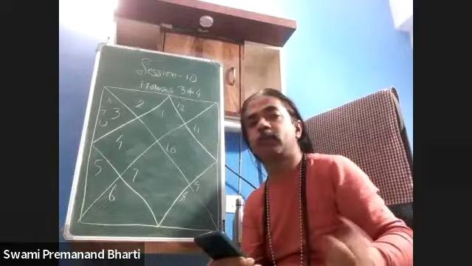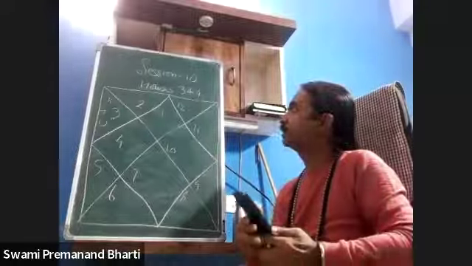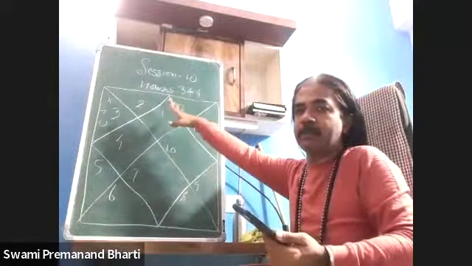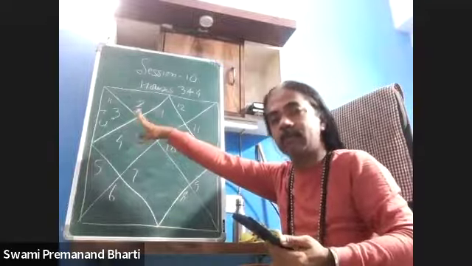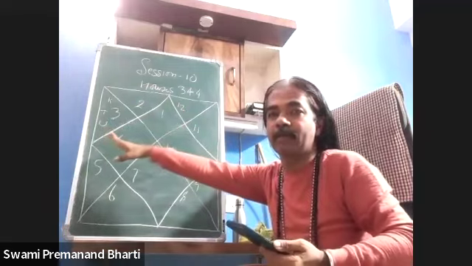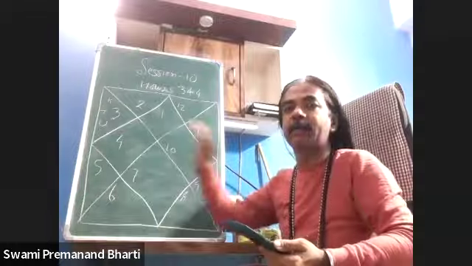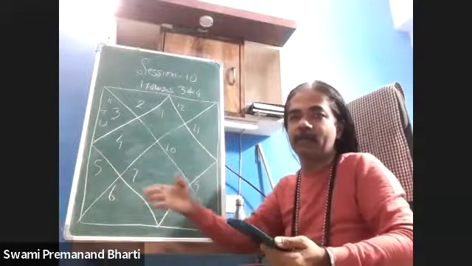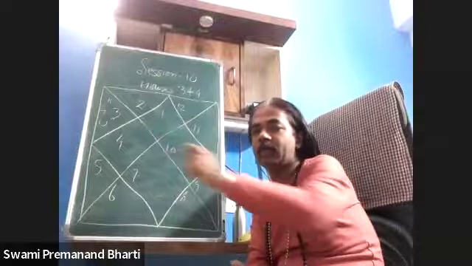Third house represents both communications, written and oral. Understand, second house is only speech, the oral communication. Third house is written and oral. Why? The same reason. First, a child starts speaking, then he starts writing. It never happened that a child first started writing and then started speaking.